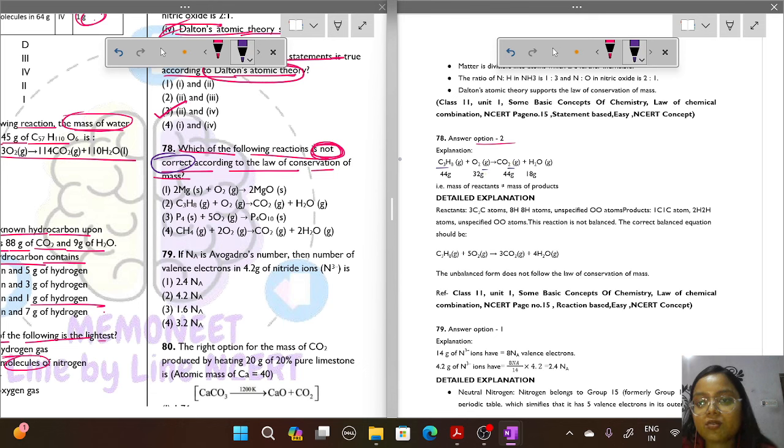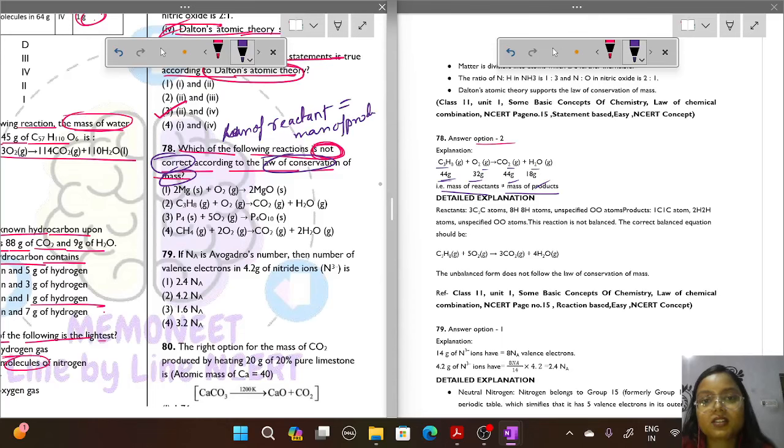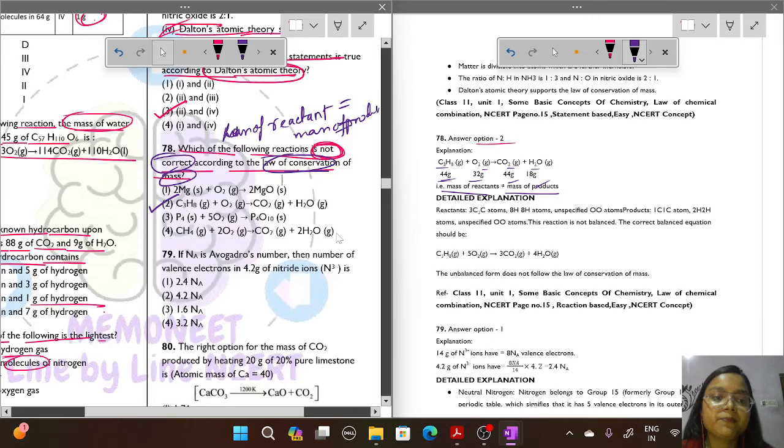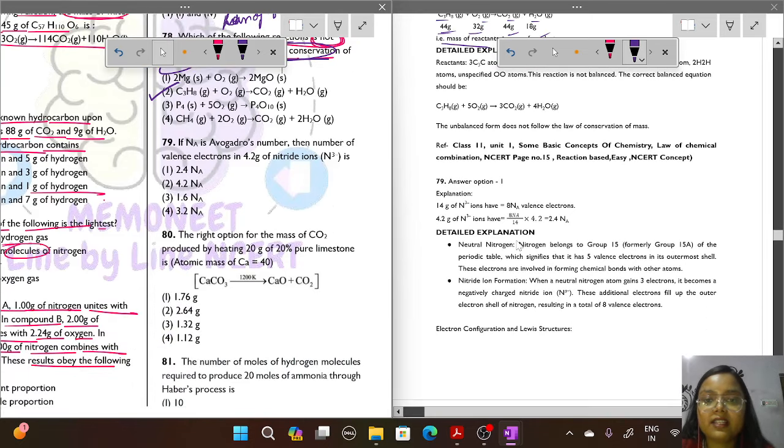C3H8 plus O2 gives CO2 plus H2O. We know that C3H8 is 44 gram, oxygen is 32, CO2 is 44, and H2O, so the mass of reactants is not equal to the mass of products. In the law of conservation of mass, the mass of reactants should be equal to the mass of products. In all the others, you can calculate and find out that the mass of products and reactants is equal. But in option number 2, it is not equal. Therefore, it will not follow the law of conservation of mass. Okay.